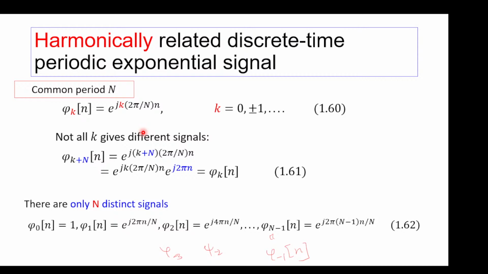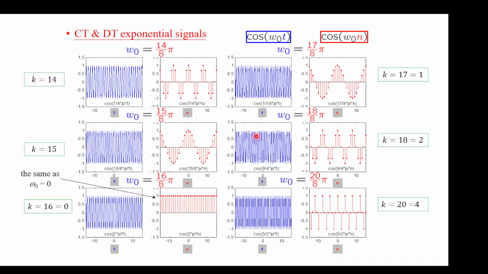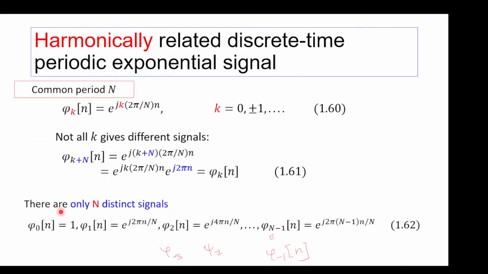But for discrete time, we found out that k only has big N different values that actually give you different signals. Because if the frequency of the discrete signal is too high, then because we are always sampling at the integer points, we are just going back to the same signal. So those k are from 0 to N minus 1.